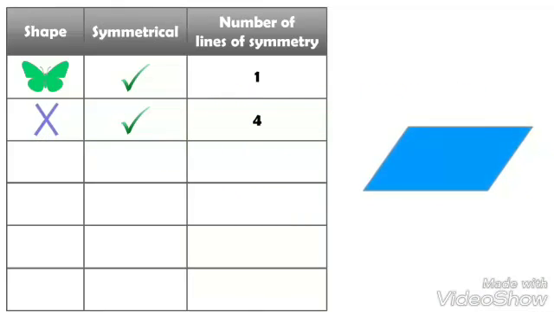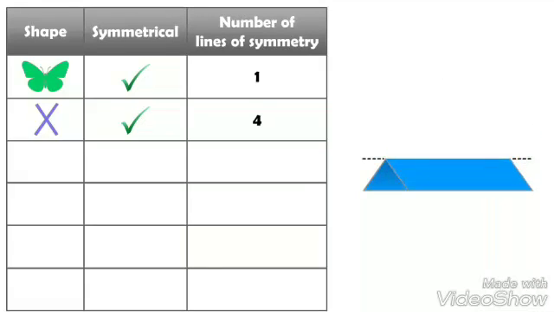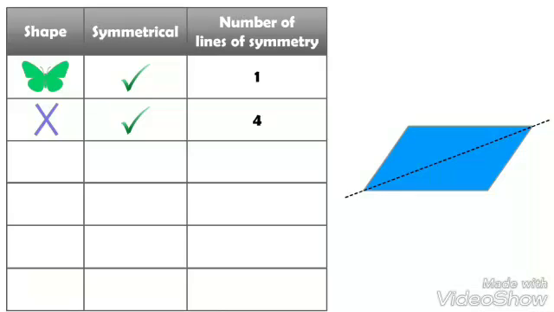What about this geometrical shape? As you learned before, it's called a parallelogram, and it has two pairs of parallel lines. But is it symmetrical? Let's check it out. Obviously, we can't have a vertical line of symmetry for this parallelogram. The same thing goes for the horizontal line. Perhaps a diagonal line of symmetry could exist.